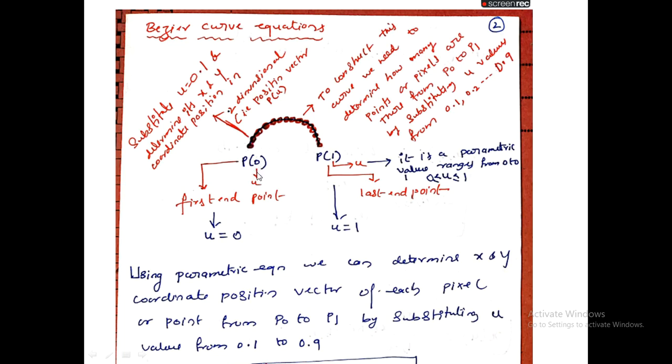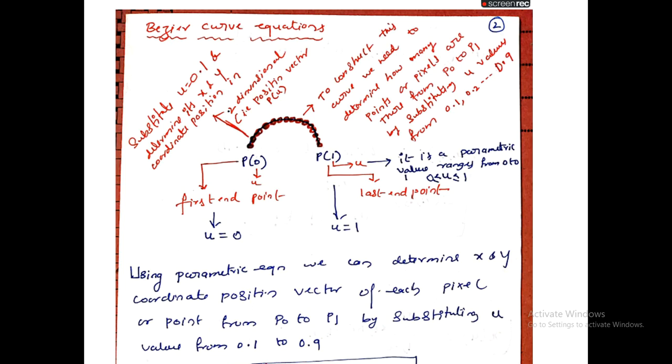The u value ranges from 0 to 1. I have written it clearly: the parametric value ranges from 0 to 1. So u is a constant. Its value ranges from 0 to 1, which means it should be greater than or equal to 0, but it should be less than or equal to 1. This is nothing but our u value.